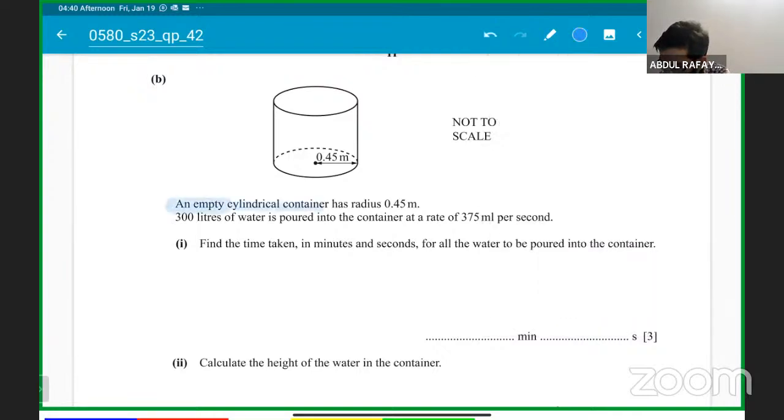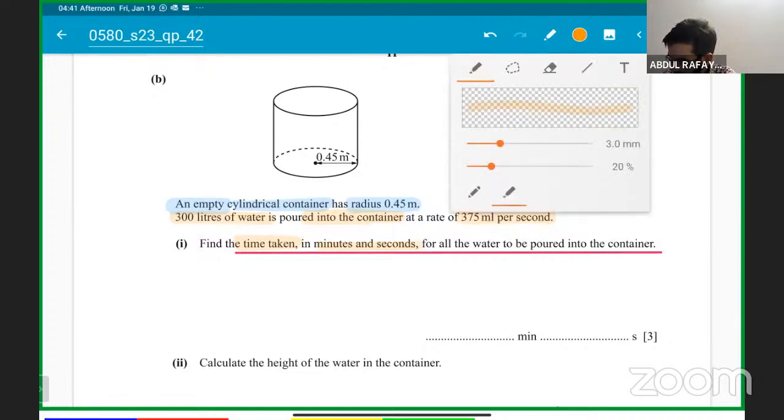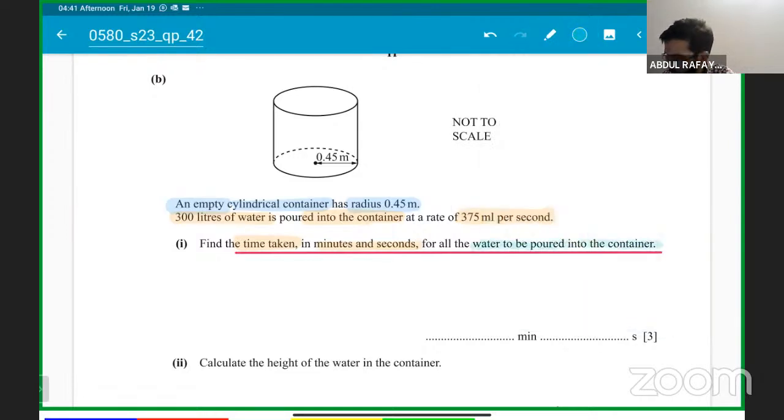So an empty cylindrical container has the radius 0.45 meters and 300 liters of water is poured into the container at a rate of 375 ml per second. You have to find the time taken in minutes. So they are testing your time as well. As I said, all concepts are tested, and that is why yearly papers matter, so that all the topics revision will be done using this, okay? Find the time taken for all the water to be poured into the container.